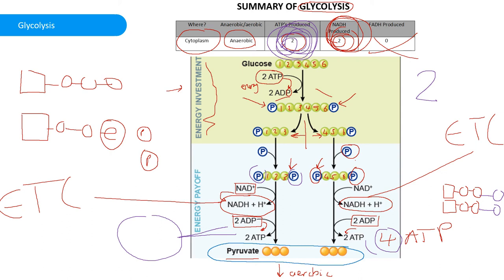And pyruvate in anaerobic respiration, so if there's not oxygen present, if we are sprinting, let's say, and we're doing anaerobic respiration for 10-12 seconds, then that will produce pyruvic acid, and that's where we'll get lactic acid from almost. If we have oxygen present, then that goes through to aerobic respiration, and these 2 pyruvates you will see eventually enter the Krebs cycle.